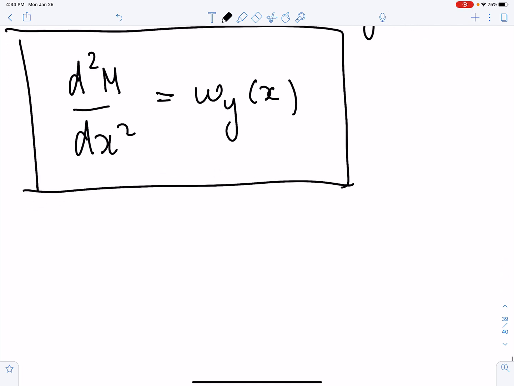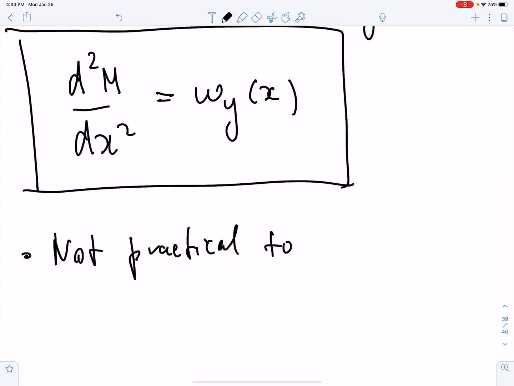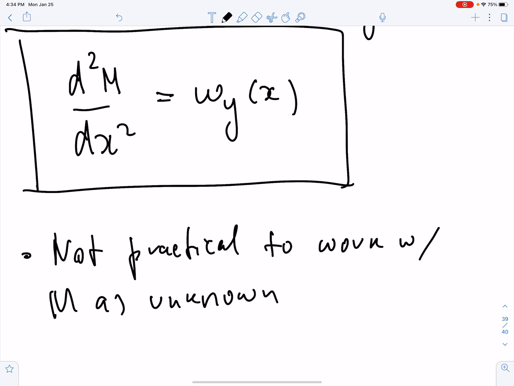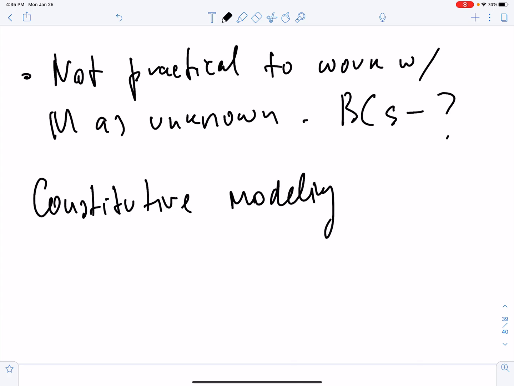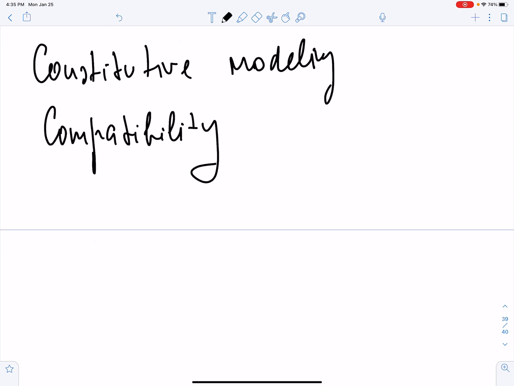So this is similar to the truss element, where the first derivative of N, remember axial force, was wx. Here, the second derivative of M equals wy. At this point, I could use the same arguments. It's not practical to work with M as an unknown. For example, how do you specify boundary conditions? So then you need to invoke some combination of constitutive modeling and compatibility, as we did for the case of truss.